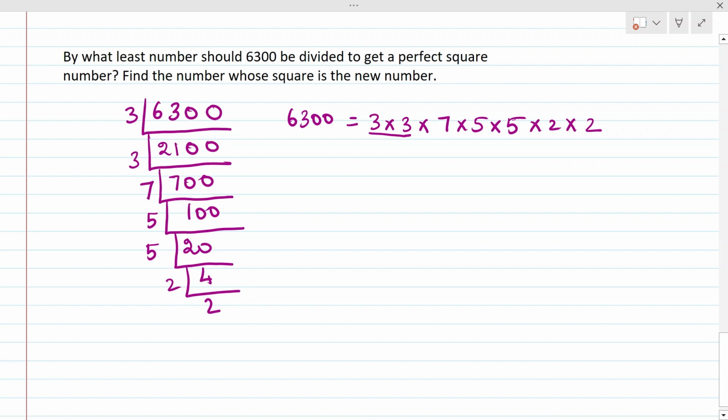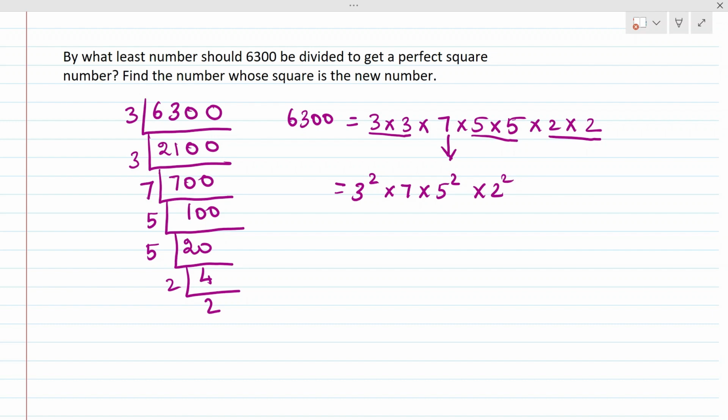3 into 3. 3 appears 2 times. 5 into 5. 5 appears 2 times. 2 into 2. 2 also appears 2 times. Only the number 7 does not have any pair. It is appearing a single time only. So now we have to group it. It will be 3 square into 7 into 5 square into 2 square. So the number which does not have any square is that 7.